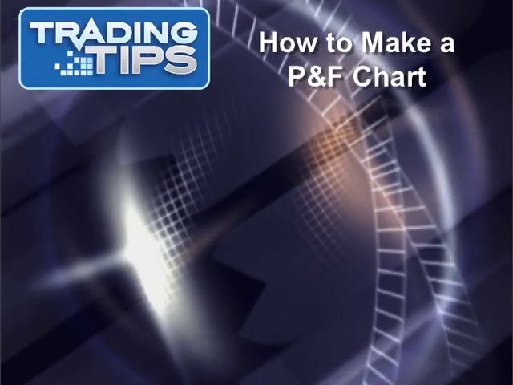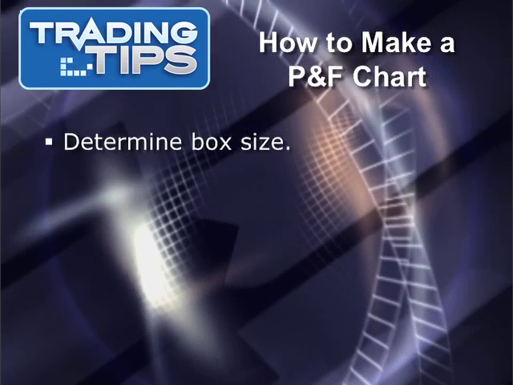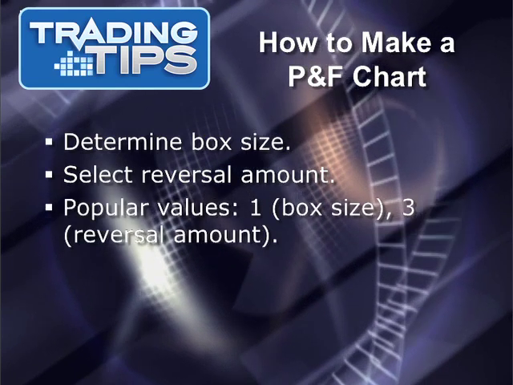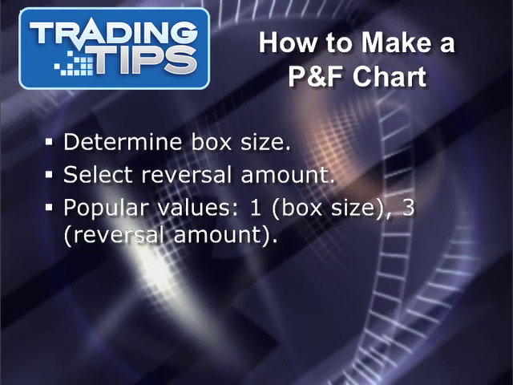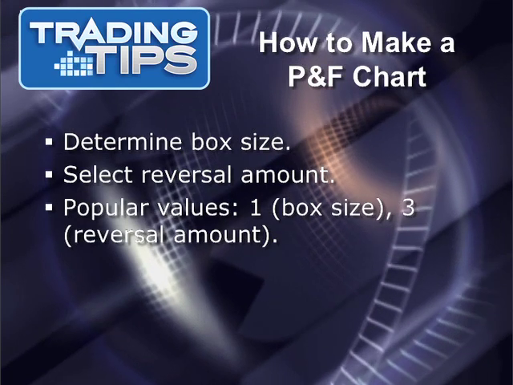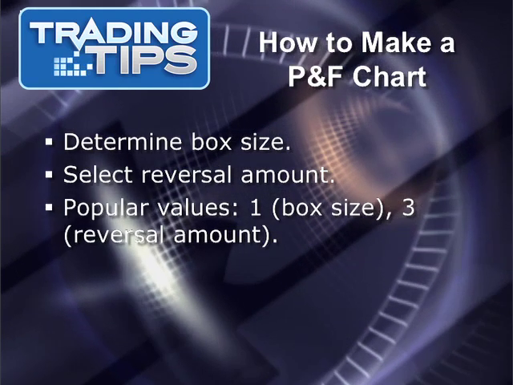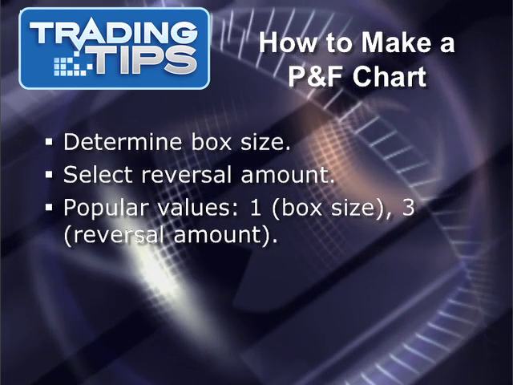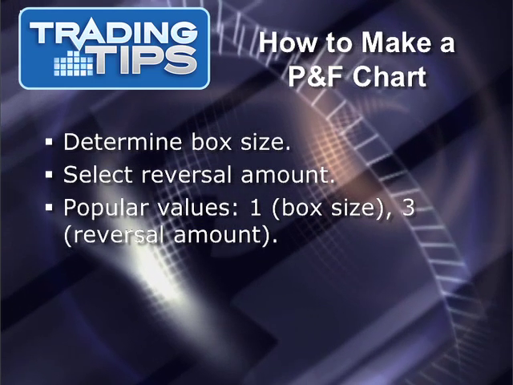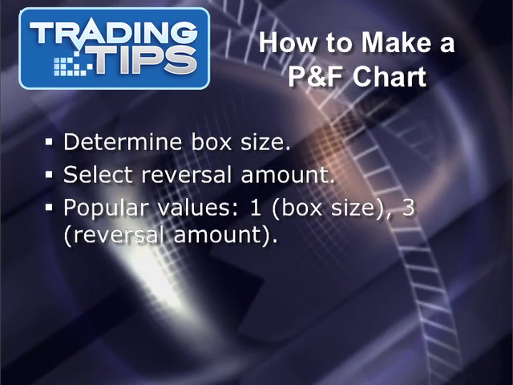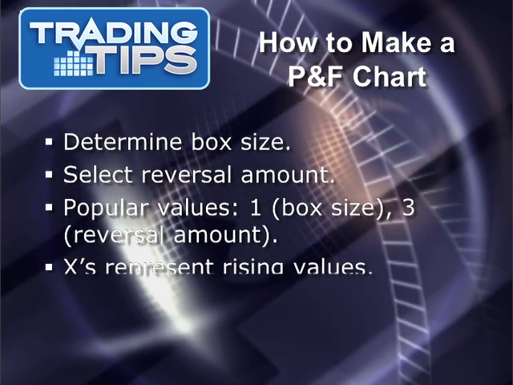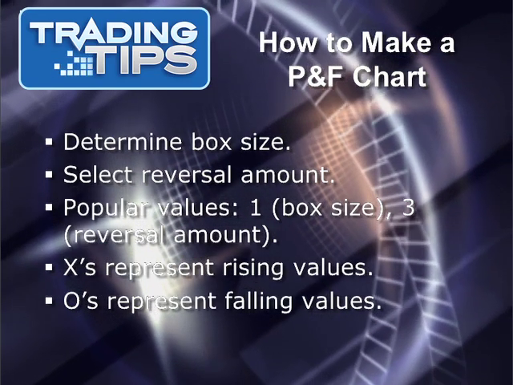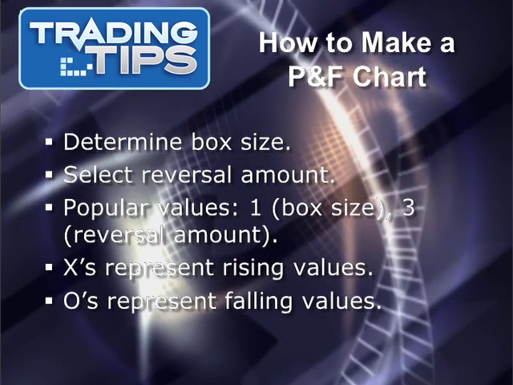But how do you make a P&F chart? First, you need to determine your box size. Then you need to determine your reversal amount. Popular values for these are 1 and 3. A box size of 1 means that rows in your chart will be separated by $1 increments. A reversal amount of 3 means that a move of 3 boxes is required to start a new column. If your box size is 1, this would mean a $3 move would be required to start a new column if your reversal amount was 3. X's represent rising prices, O's represent falling prices. We'll take a closer look at another example on the next slide.